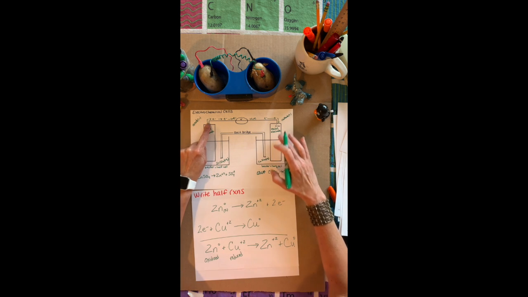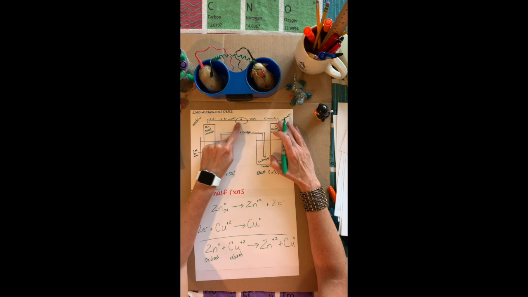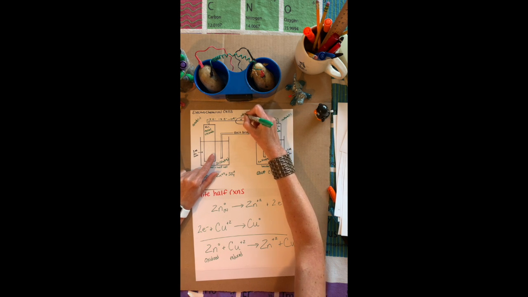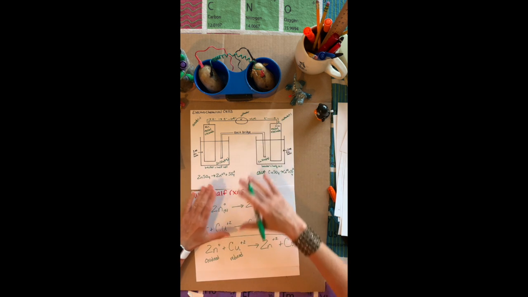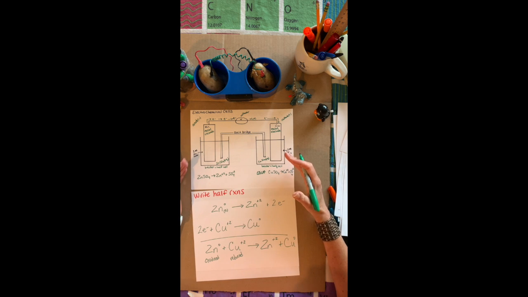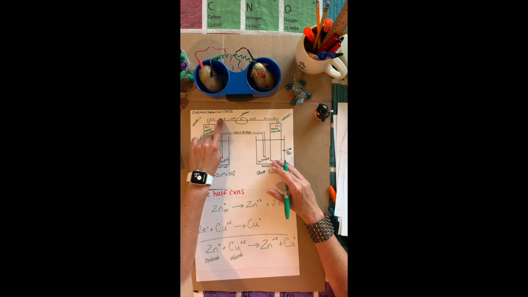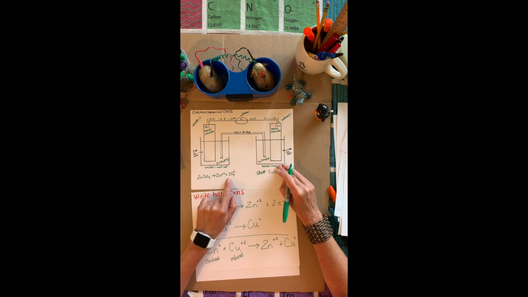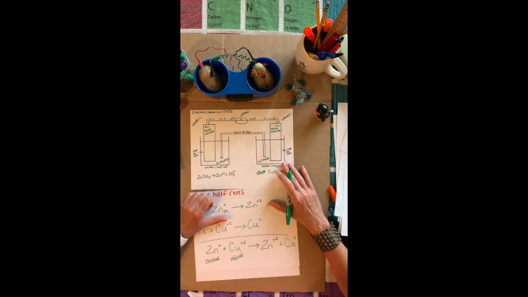These 2 metals are connected to each other by a wire that meets up with a voltmeter or some device. Electricity is created by free-flowing electrons and or free-flowing ions. So we've got both things going here.